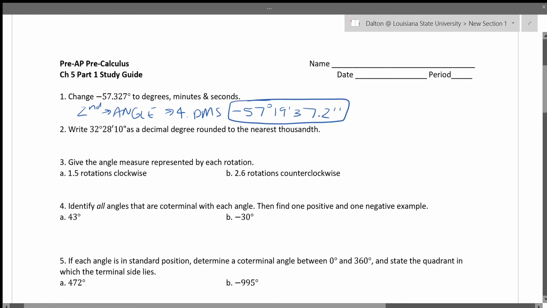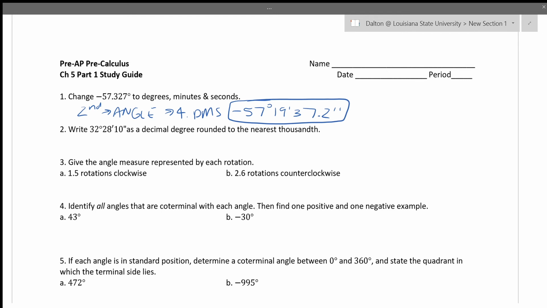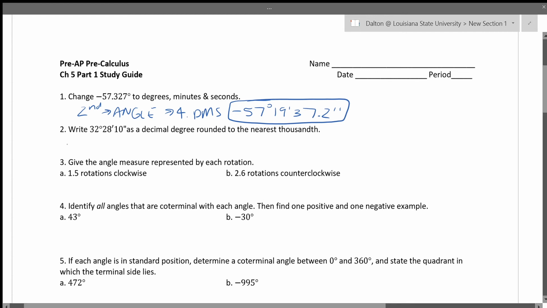Okay, for number 2, going in the opposite direction, if I give you degrees, minutes, and seconds and ask you to go to degrees rounded to the nearest thousandth, in your calculator, you're going to use the second angle feature to literally type in this number, and that's going to help you with the degree, and that's going to help you with the minute. And then you're going to use alpha plus in order for you to type in the seconds. And so your screen should look exactly like the problem looks. And then you just hit enter, and it's going to tell you that it's approximately 32.469 degrees.